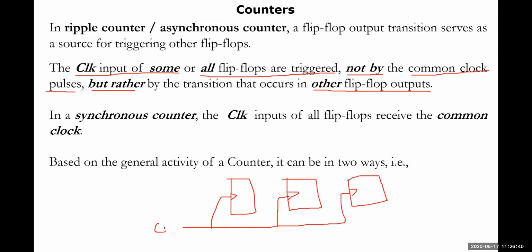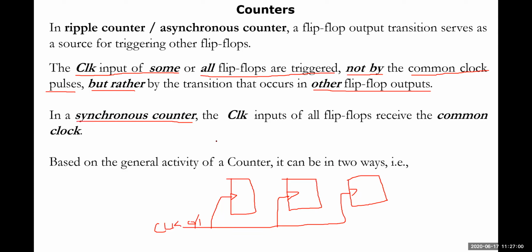If the clock is 0, everything will be taken as 0. If the clock is equal to 1, everything will be taken as 1. That is why a common external clock pulse is connected to all flip-flops. That is called a synchronous counter.